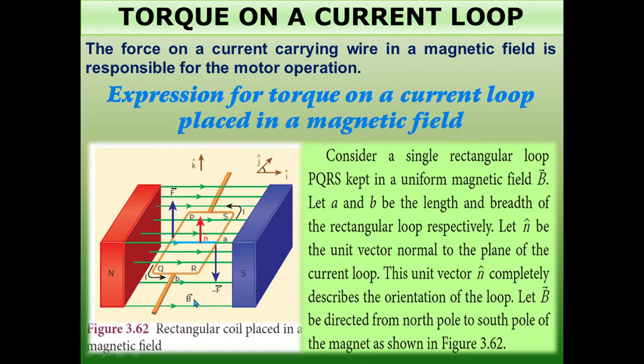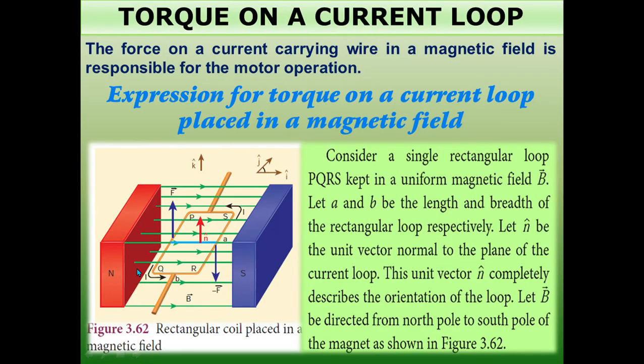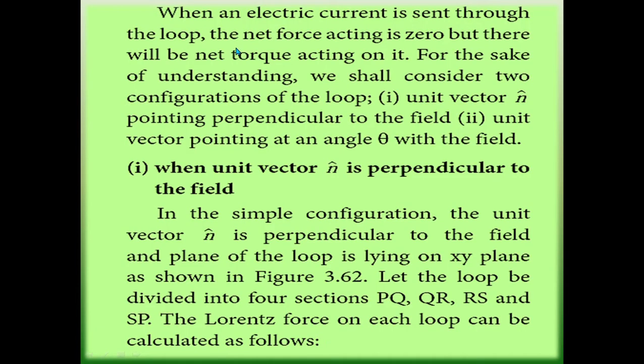Let B vector be directed from the north pole to the south pole of the magnet. Next, when an electric current is sent through the loop, what happens? Net force acting is 0, but there will be a net torque acting on it. When we pass current through this loop, the net force is equal to 0, but there is a torque acting on the rectangular loop.